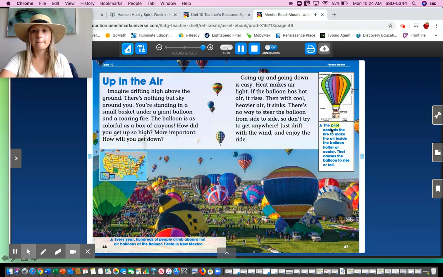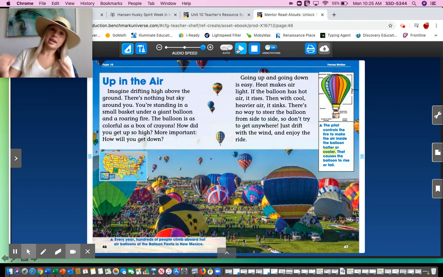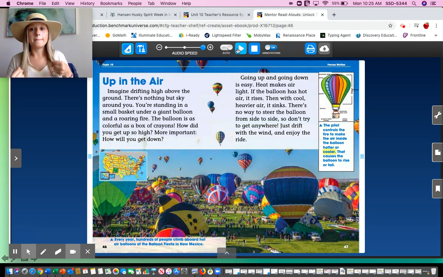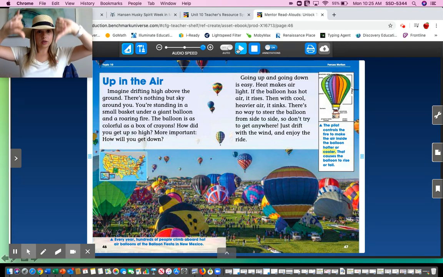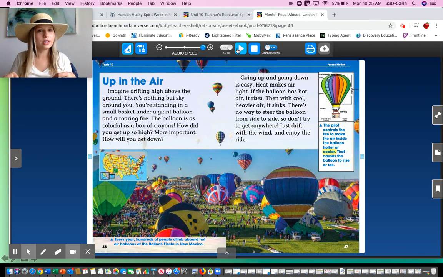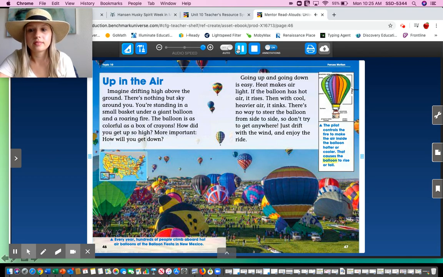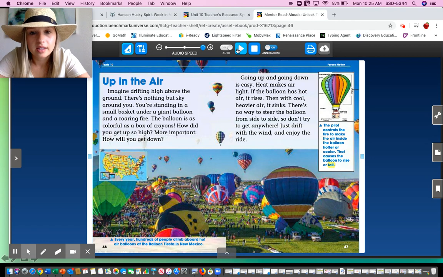So let's see what the pilot, remember the person who flies it, let's see what his job is. Pilot controls the fire to make the air inside the balloon hotter or cooler. Oh, so remember, there is no steering wheel. We can't go side to side in a hot air balloon. But how does he steer it? He steers going up or down using the air. Hot air makes the balloon go up. Cold air makes it go down. So the pilot doesn't have a steering wheel, but he steers using the air. That causes the balloon to rise or fall. So he's controlling the fire to make it rise, or he's making it cooler to make it fall. Awesome.